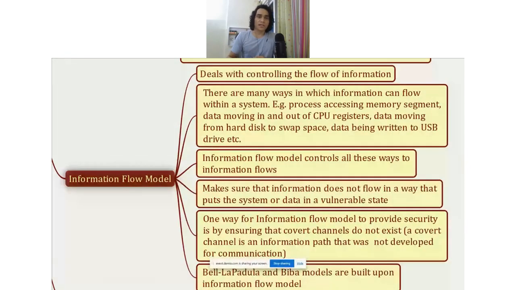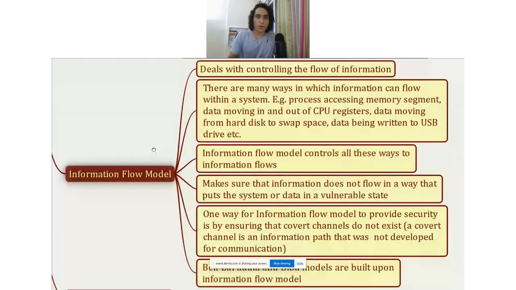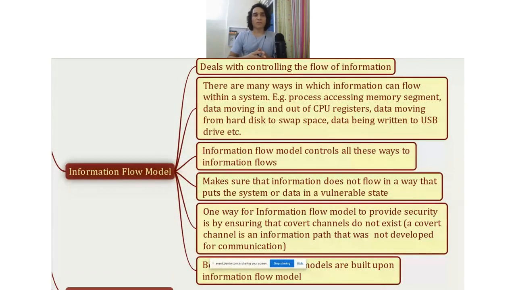And the next model is the information flow model. Information flow model, as the name says, deals with how information flows within a system, from one application to another application, from one resource to another resource. Now, what are the different ways in which information can flow?